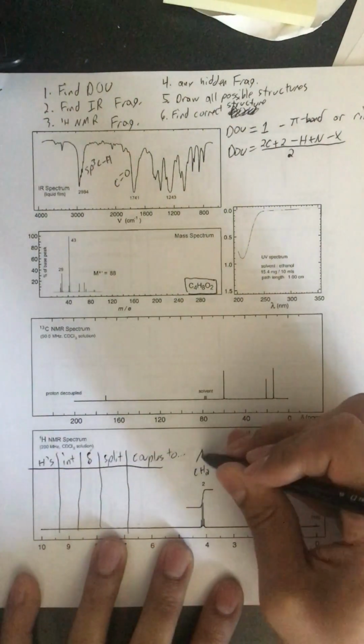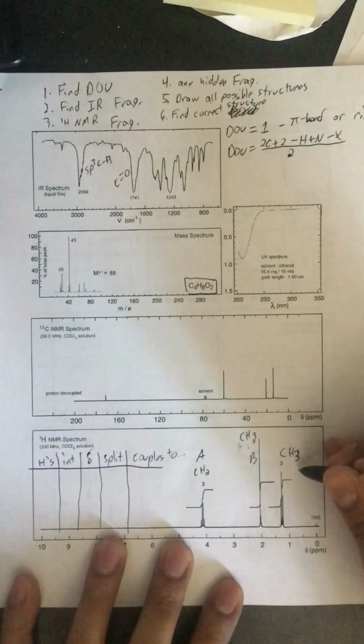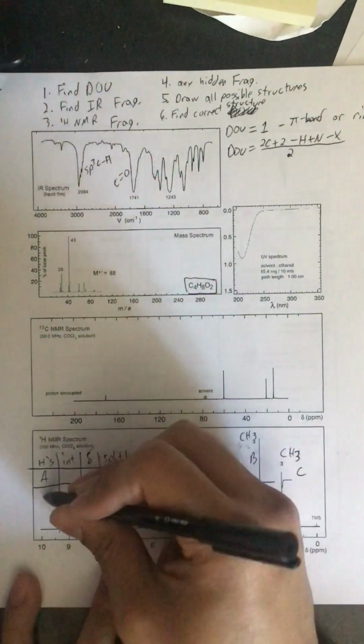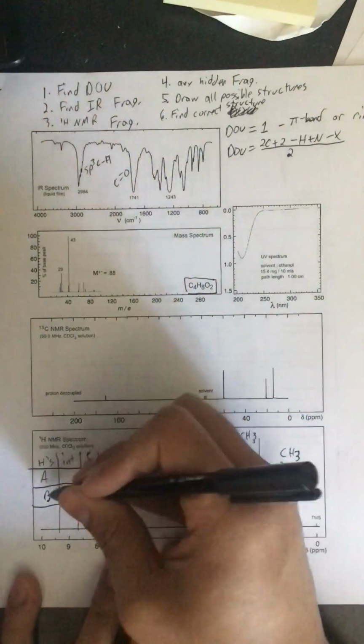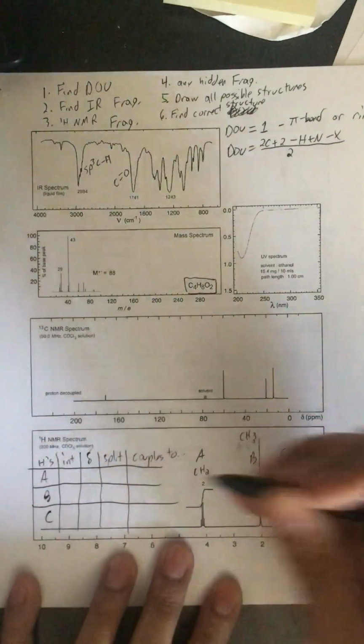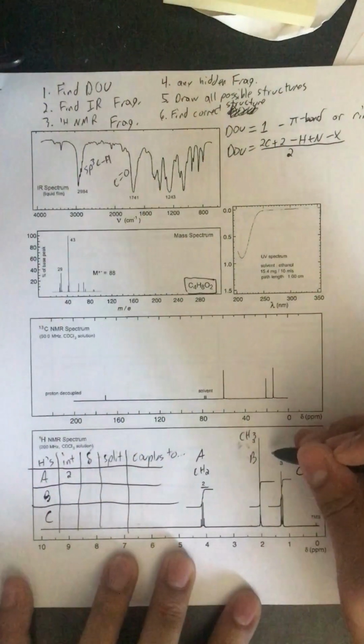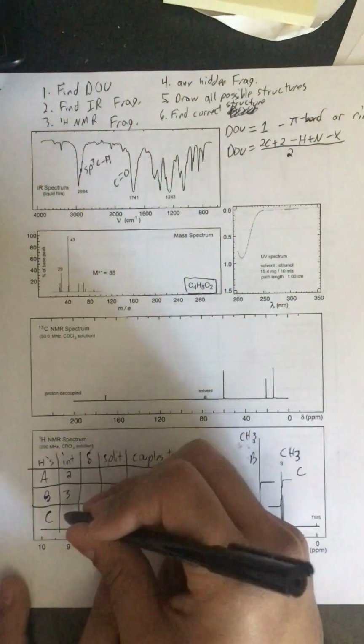And so I'll just name these signals A, B, C, just to be easy. So this will be A, B, C. So A integrates for 2, because that's right there. B is going to integrate for 3, and C is going to integrate for 3.